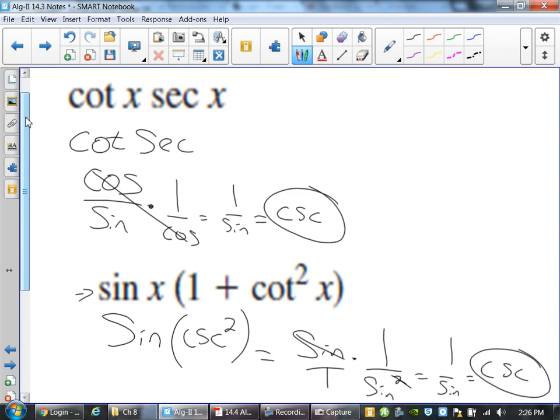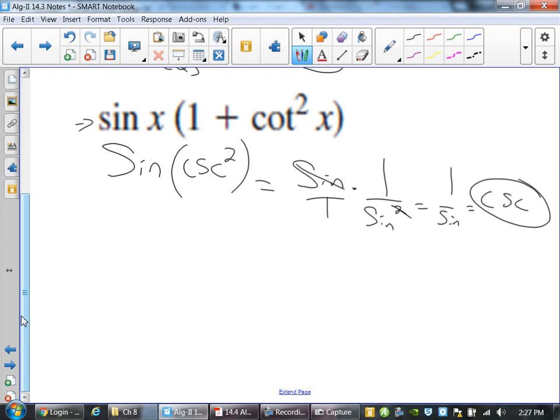Mr. Pope, what do you got? How do you get to cosecant squared? This one is a Pythagorean identity. On your sheet, 1 plus cotangent squared is cosecant squared. And yeah, you're going to have to be referring back and forth to these things all the time. You will have to know them.